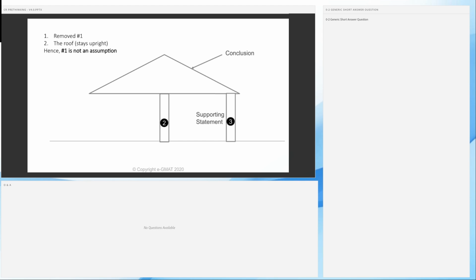It wasn't an assumption. Yes, has the roof been weakened as we remove pillar 1? Absolutely. But did the roof cave in? Absolutely not. So pillar 1 is not an assumption, but a strengthener. And why is this understanding important? For those of you who practice assumption questions, you see those tempting answer choices which are incorrect but often mislead you. Those tempting answer choices, more often than not, are strengtheners but not assumptions. In other words, every assumption is a strengthener. A strengthener is a superset. Every strengthener is not an assumption.